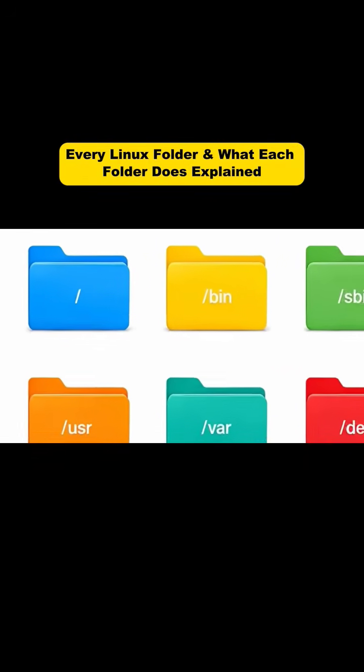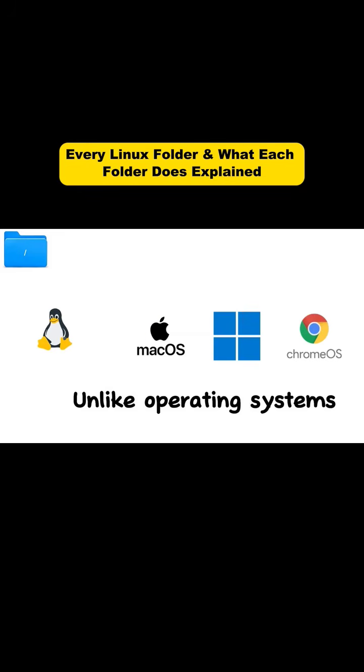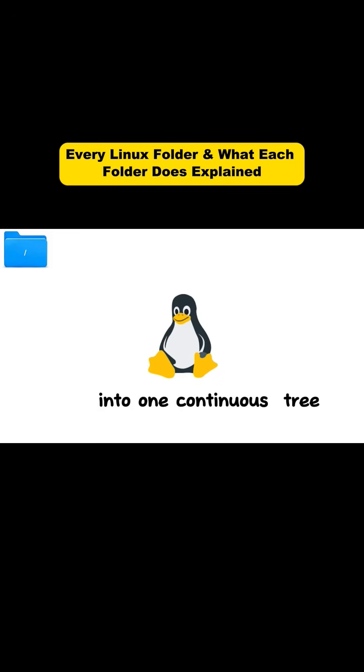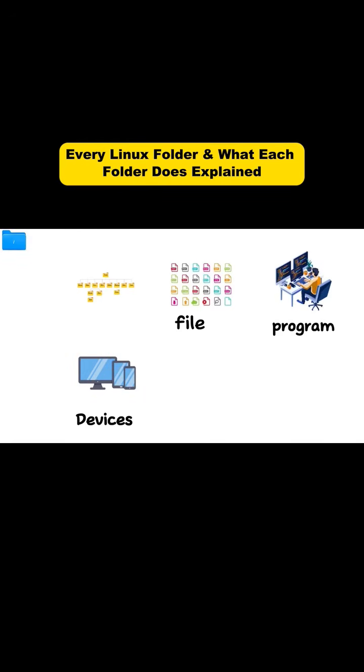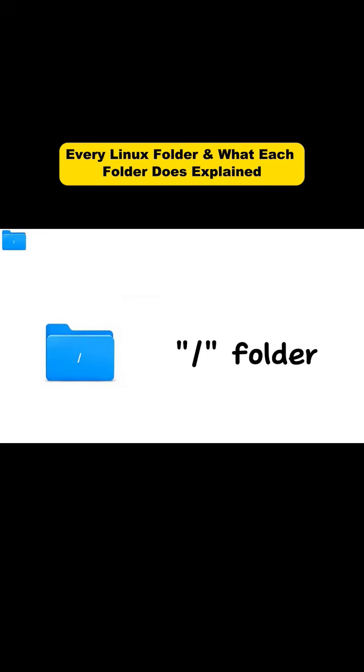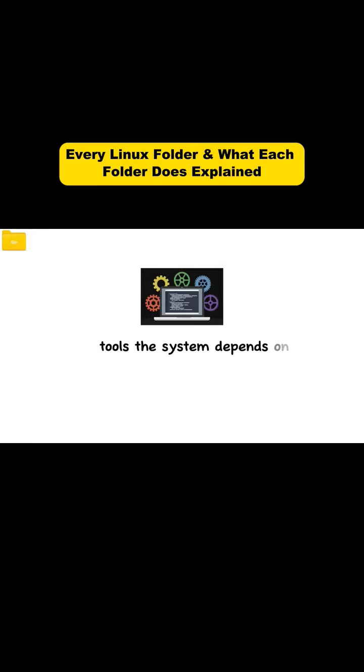Root directory. It is written as a single /, and everything on a Linux system exists beneath it. Unlike operating systems that separate storage into different drive letters, Linux organizes everything into one continuous tree. Every file, program, device, and process traces back to this single starting point, which gives the system its clean and unified structure.